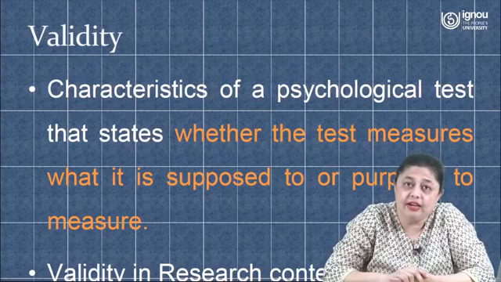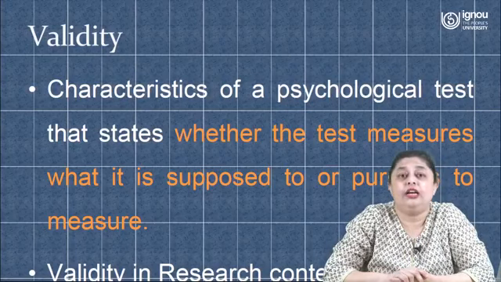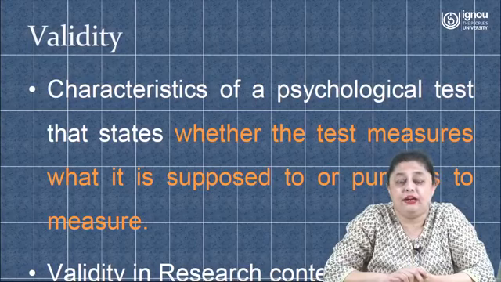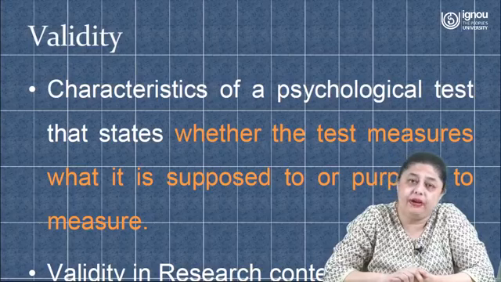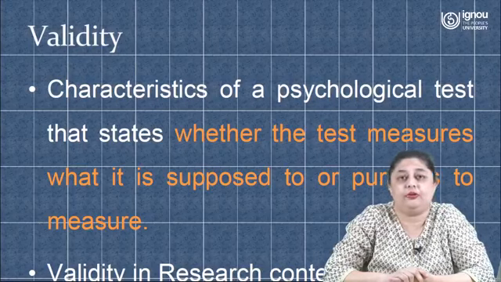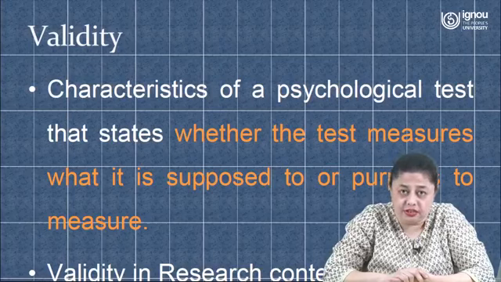Now, what is internal validity? That has to do with the relationship between independent variable and dependent variable, saying that the changes in the dependent variable are due to the independent variable and not due to any extraneous variable. So that is what internal validity is as far as your research is concerned.